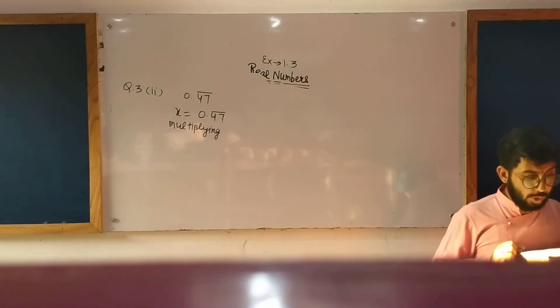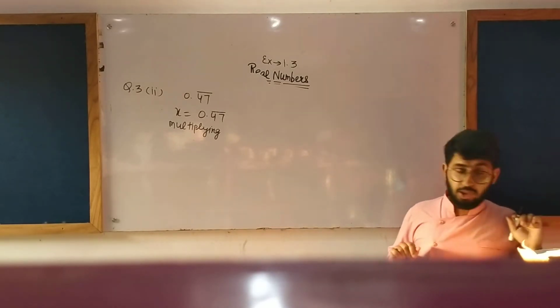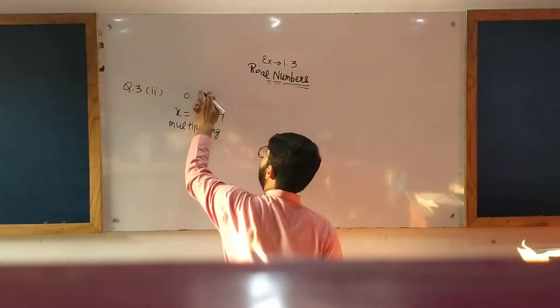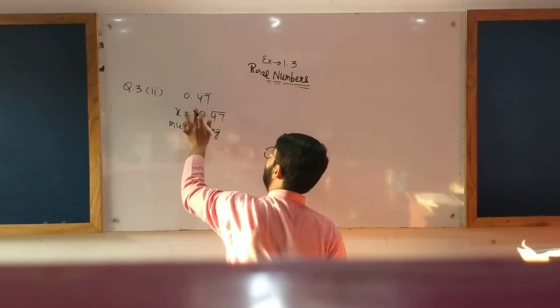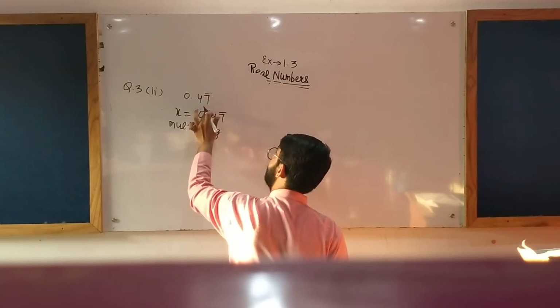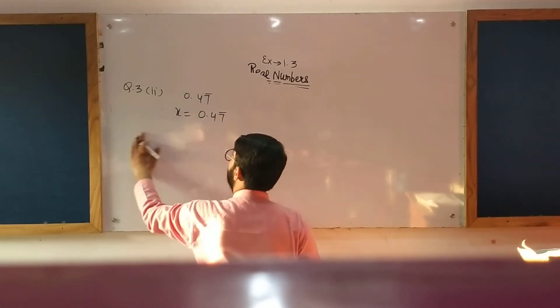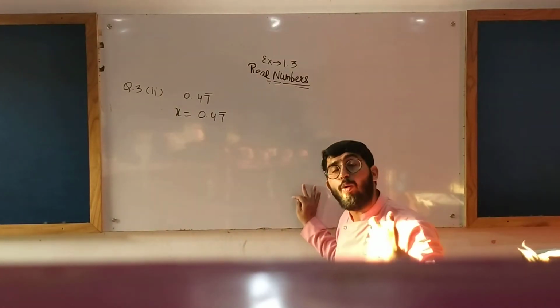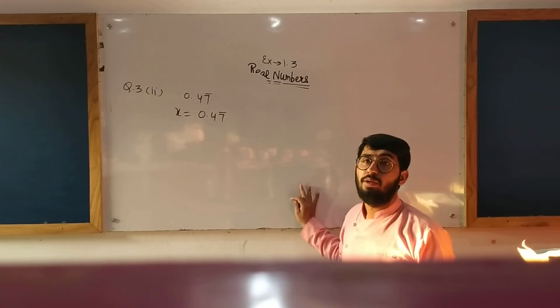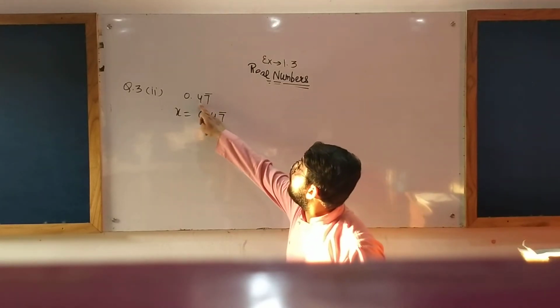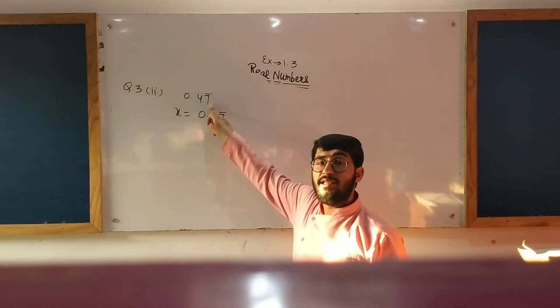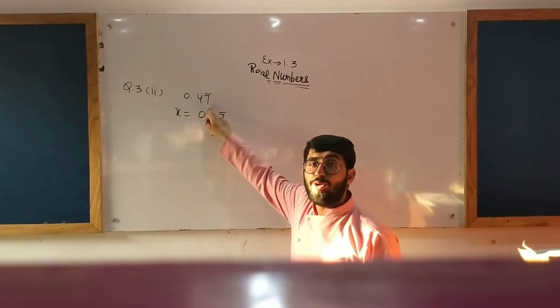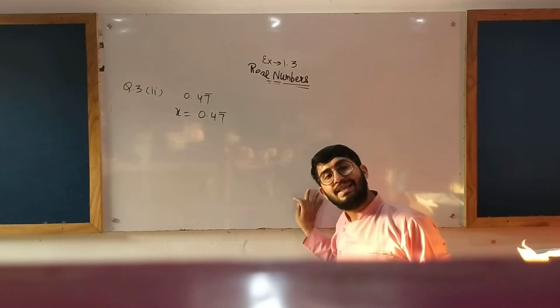No, the question is wrong. The bar is on the 7 only. The bar is present on the 7 only, not on the 4. The system will be a little different because the bar is not present on all the digits after the decimal. The bar is not present on 4 and 7 both; it is only present on 7.